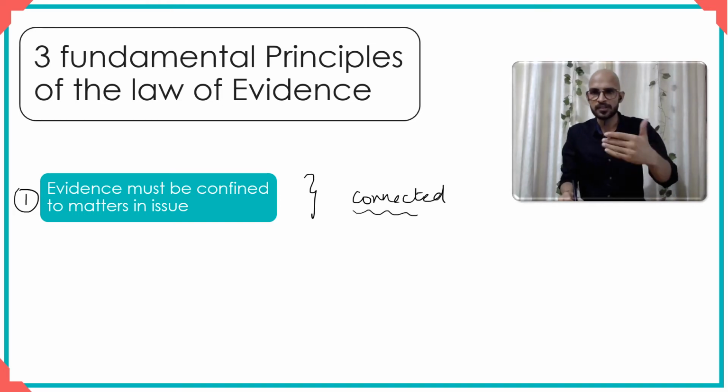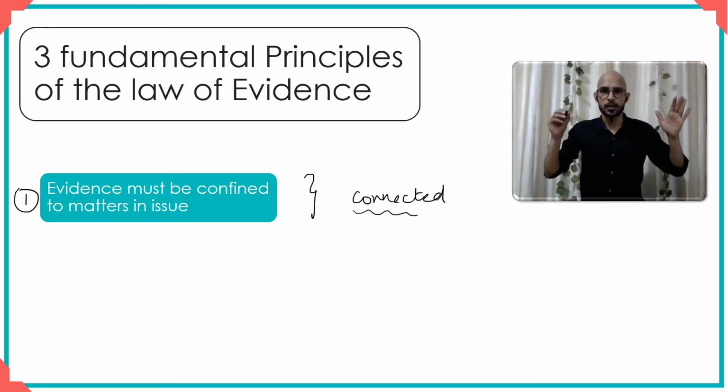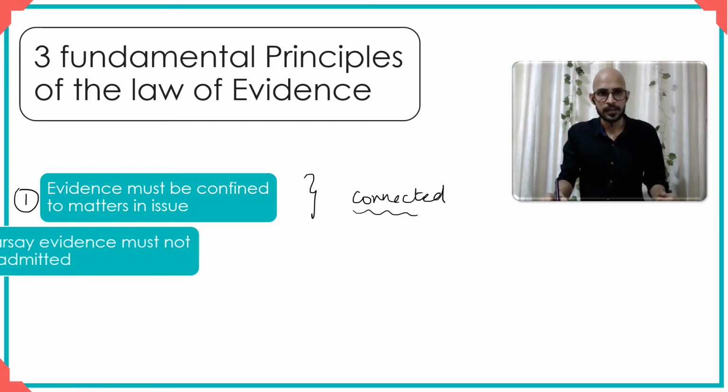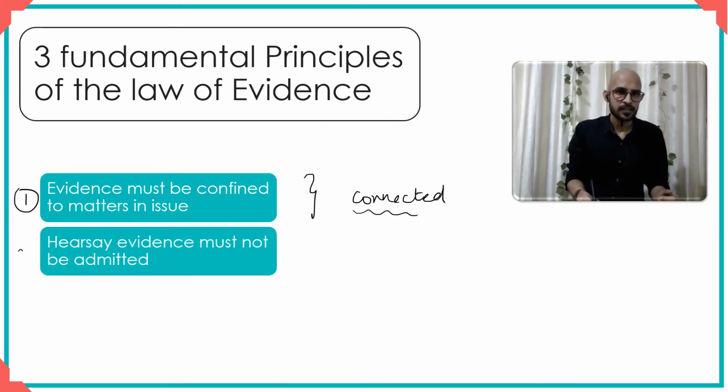I will talk about these in detail in a bit, but for the time being, what this rule basically means is that let us not talk about remote, distant and unconnected things. Let us not talk about irrelevant things. The next thing is that hearsay evidence must not be admitted.